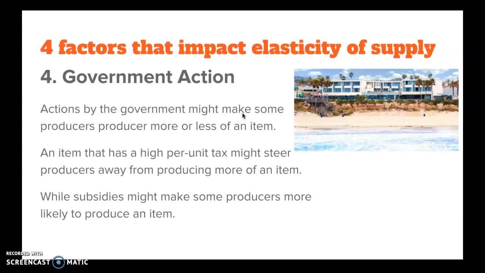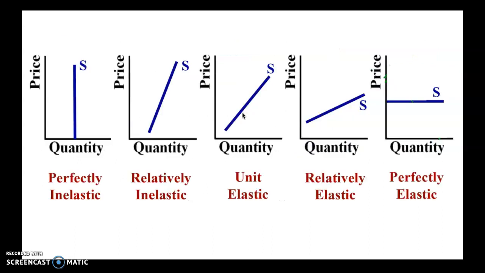And government action can impact too. All right. So high taxes might steer producers away from producing more items. You might not be willing to buy a beachfront hotel if you know the taxes are going to be high and therefore the profits are going to be lower. But if you're a farmer and you know that there's more subsidies in, let's say, growing wheat than growing corn, it's going to be easy for you to change that. So the ease in which you can create a product will make it more elastic, while the difficulty to make a product will make it more inelastic. And your curves will look like this.